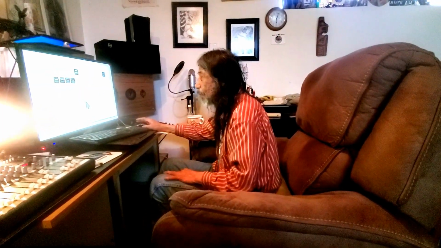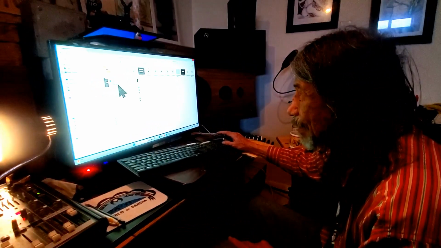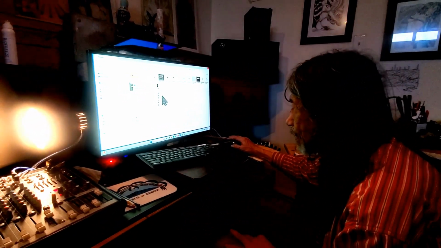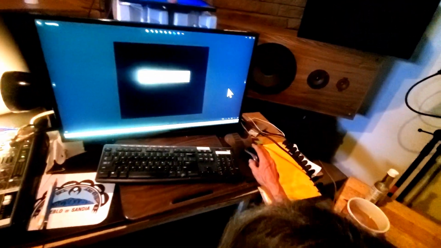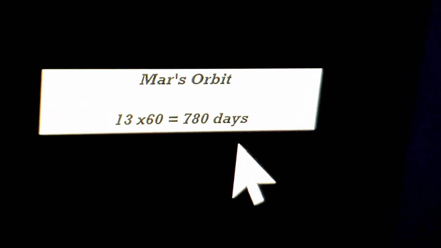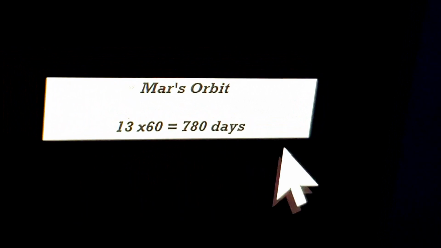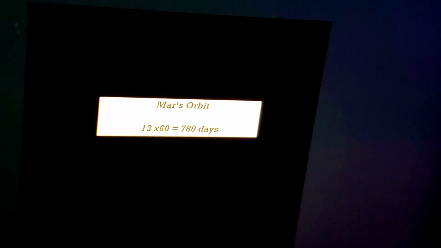The next one I'm going to do is Mars. Mars itself is an interesting planet because it has to do with the sacred number and the sacred calendar. Mars orbit, there's that 13 again. 13 times 60 equals 780 days, which is how long it takes for it to go in an orbit. So there's 60 days in each of the sections there.